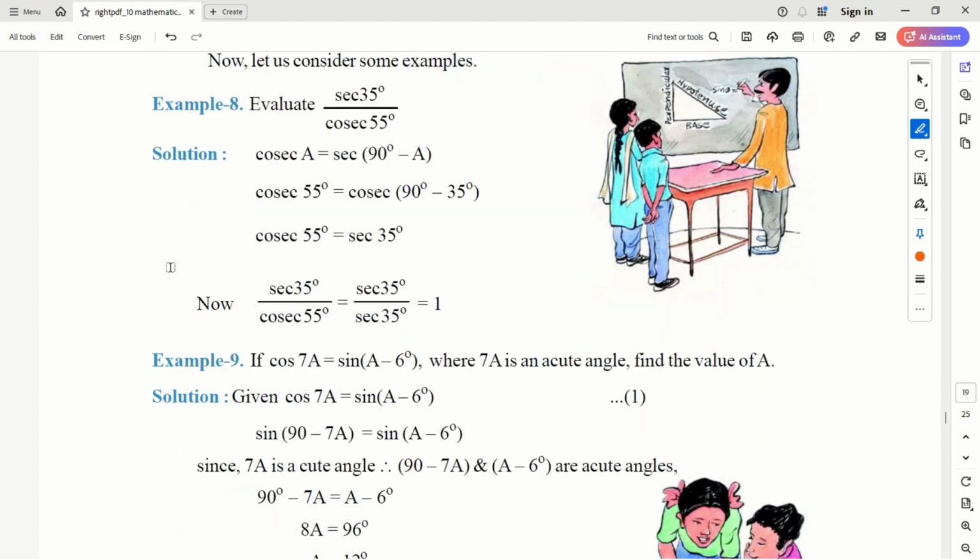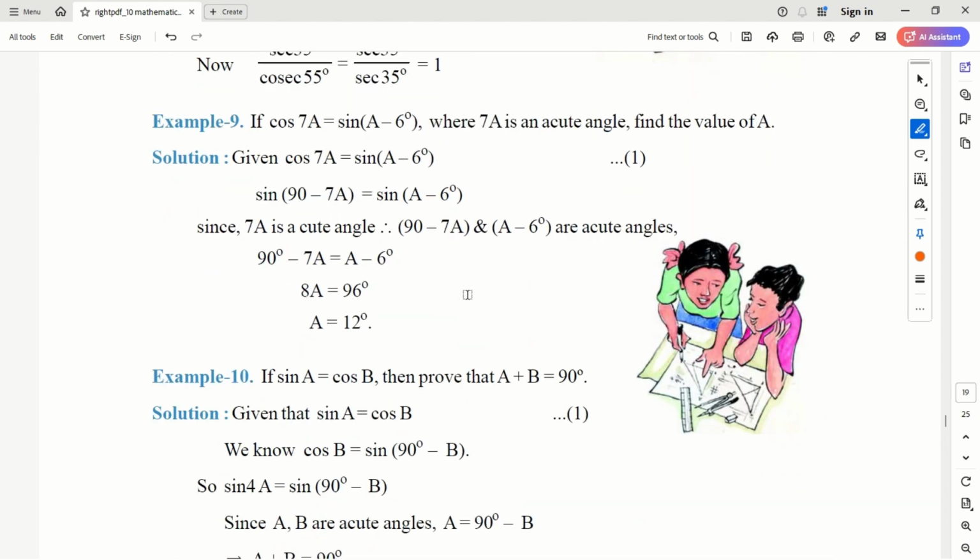Now let's see some examples. Evaluate sec 35 by cosec 55. Cosec A equals sec of 90 minus A. So if I substitute this, cosec 55 is cosec of 90 minus 35. Cosec 55 is nothing but sec 35, because cosec of 90 minus an angle is always sec of that angle. So the given value is basically 1.